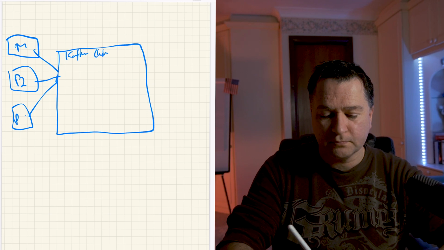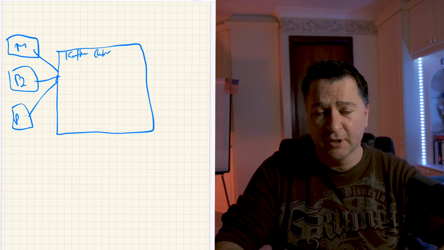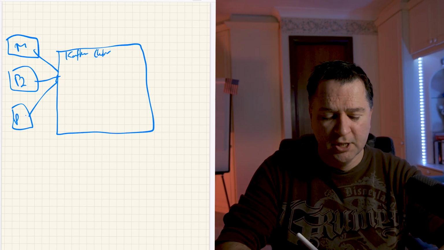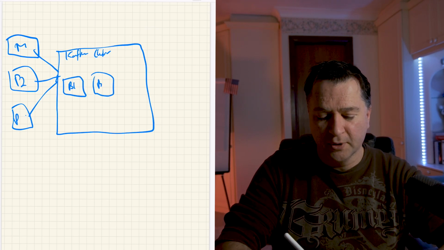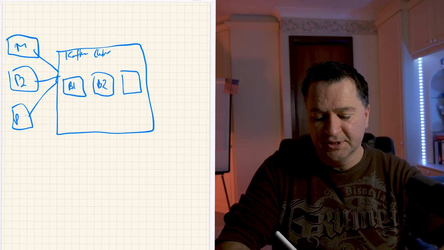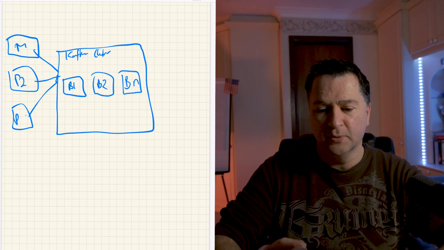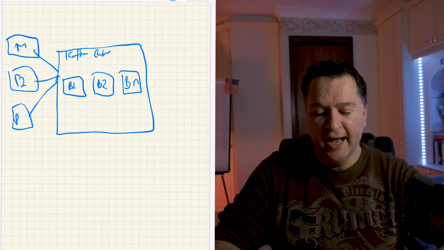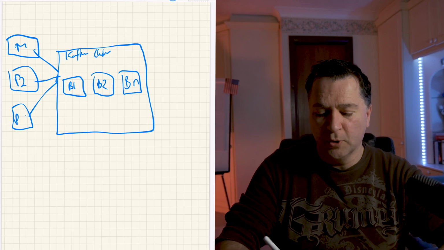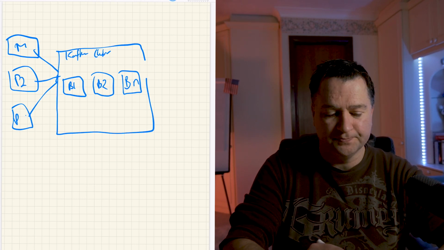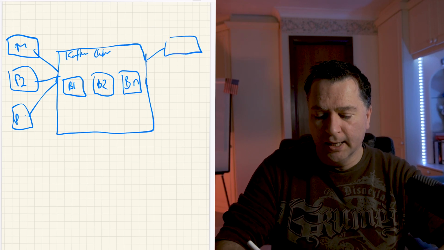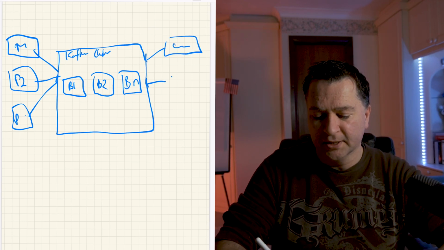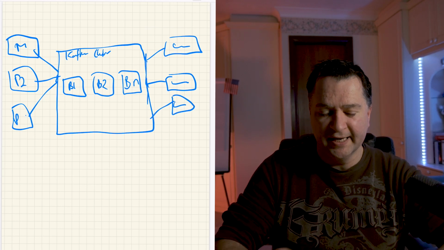Okay. And then, as I said, a Kafka cluster can have one or more brokers. So we'll just write B1 for broker, B2 for broker, and that could go all the way across to Bn. So we can have multiple brokers. And then, of course, we're going to have our consumers who are going to read from our cluster. So we'll just write that here, consumer, consumer, consumer. Okay, and that is a Kafka cluster.